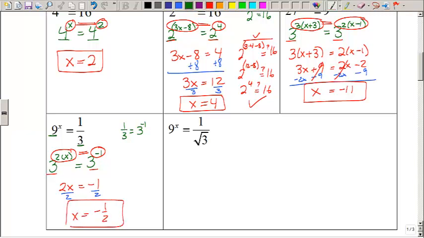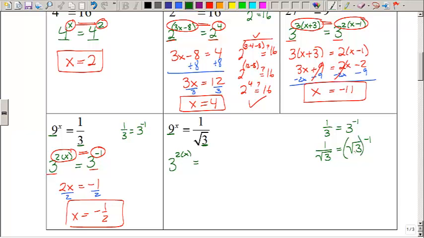On my next problem, I have 9 as a base, and I also have a 3 as a base, but I've got this new square root problem. On the left-hand side, I'm still going to be 3 squared to the x. And on the right side, we've talked about how 1/3 is the same thing as 3 to the negative 1. But this time I'm working with the square root of 3. So I can rewrite this as the square root of 3 to the negative 1.